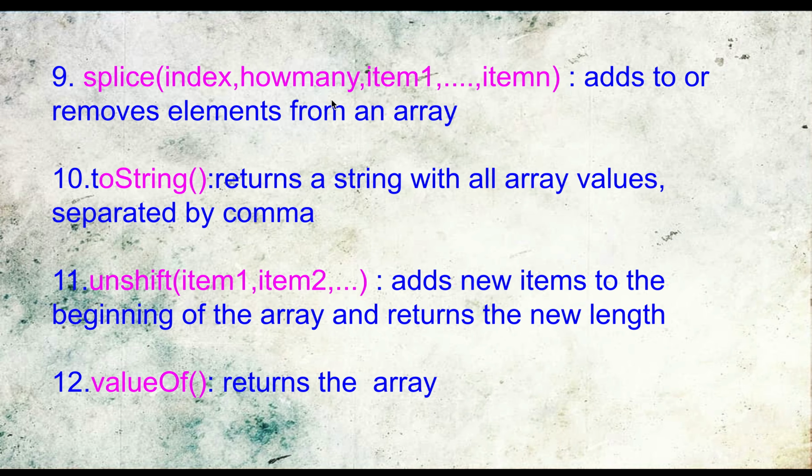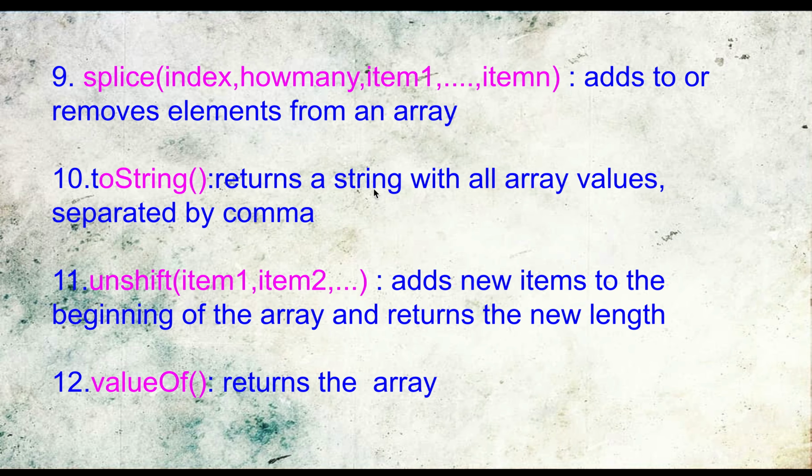You can do both adding and removing in splicing. The index here specifies the place where we need to add or remove elements. Both are represented using index, and how many represents only the elements to be removed, and items here represents the elements to be added to the array. We see the example in the next slide.